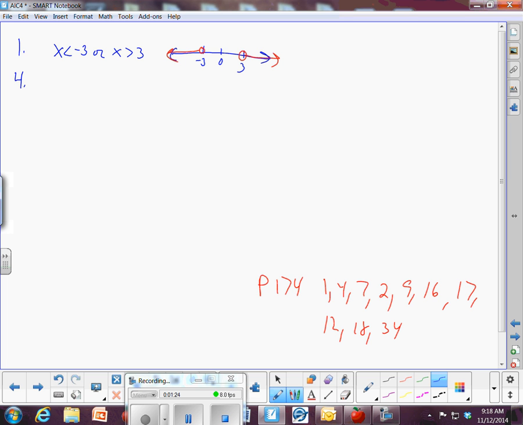All right, number 4, 2 solutions again, mathematically, looks similar. X less than or equal to -7 or x greater than or equal to 7. So it's going to look the same way, only this time it's a dot because of the equal to part. Dot over the -7, arrow to the left. Dot over the 7, arrow to the right.